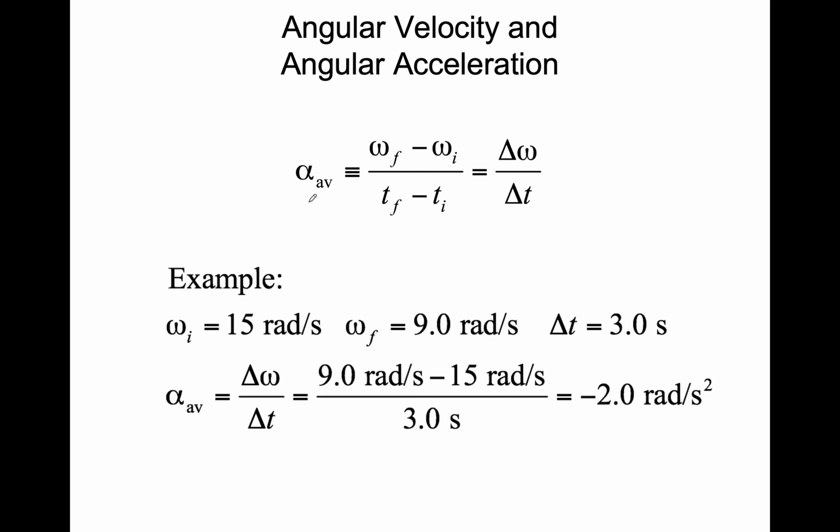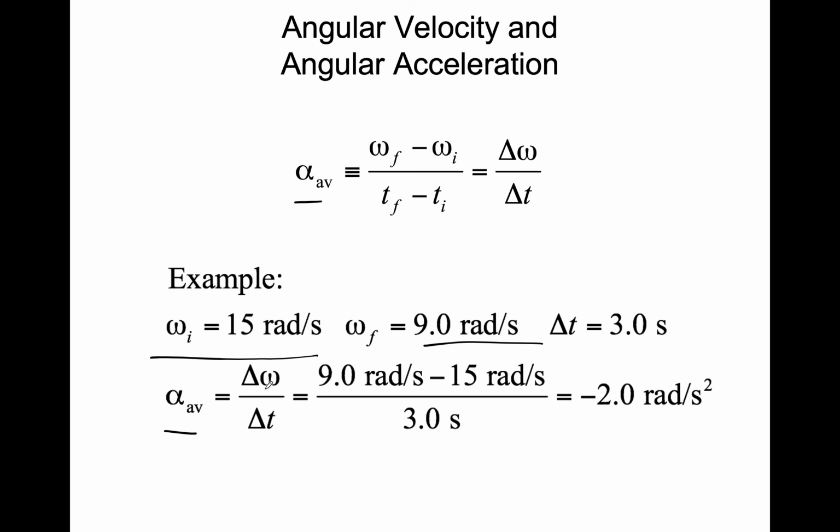So the definition of angular acceleration is the change of angular velocity divided by time. If we know the final angular velocity, the initial angular velocity, and the time, we can calculate angular acceleration. Now in this example, the initial angular velocity is 15 radians per second, the final angular velocity is 9 radians per second, and the time is 3 seconds. What's the angular acceleration?